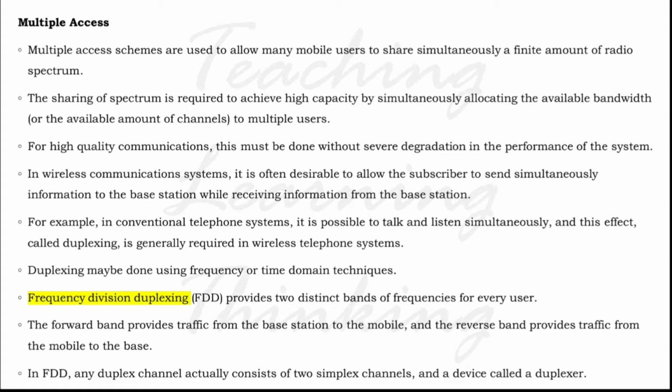Duplexing can be done using frequency or time domain techniques. The first one is FDD, frequency division duplexing. It provides two distinct bands of frequency for every user. The forward band provides traffic from the base station to the mobile, and the reverse band provides traffic from the mobile to the base station. In FDD, any duplex channel actually consists of two simplex channels, forward and reverse, and a device called a duplexer.